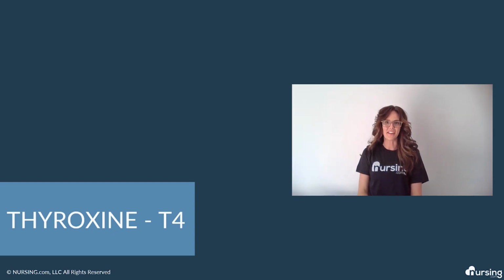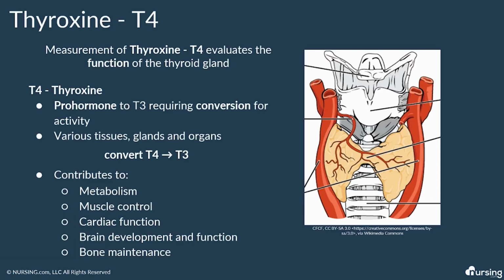I'm with nursing.com. In this lesson, we'll discuss thyroxine, otherwise known as T4. It's a thyroid hormone. We'll talk about its normal value and times when it might be increased or decreased. Let's get started. Thyroxine, or T4, is evaluated or drawn to look at the function of the thyroid gland. It's one of the thyroid hormones.